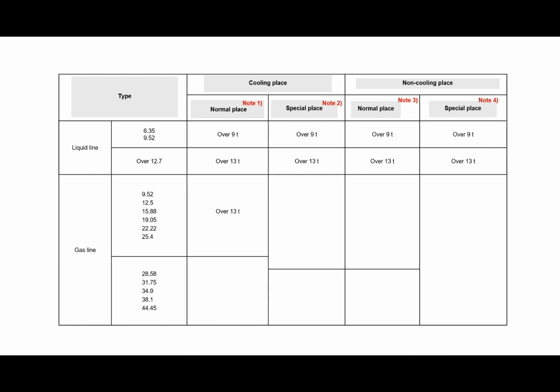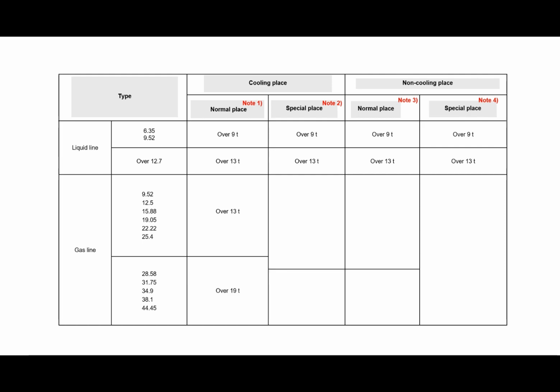For the gas line, the pipe size 9.52 to 25.4, the recommended insulation thickness is 13. And the gas line pipe size 28.58 to 44.45, the recommended thickness to use is 19 millimeters. This is for the normal place.